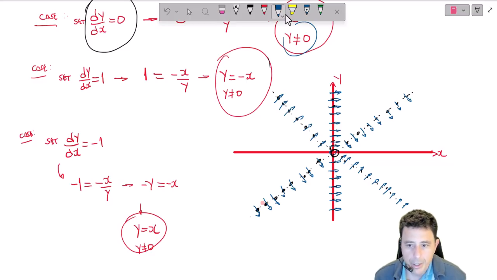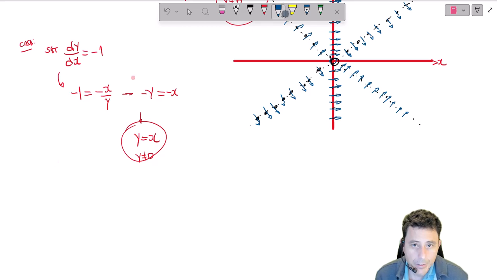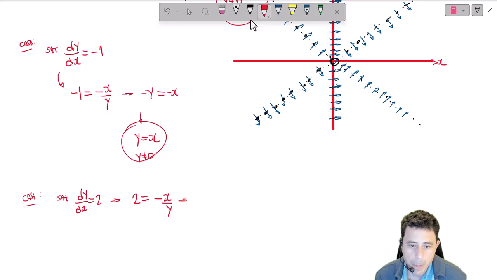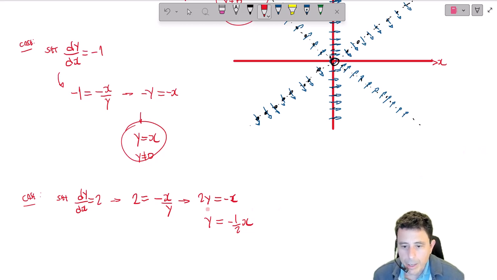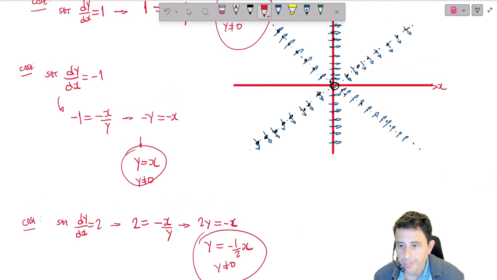Let's say, for example, what if I set the derivative equal to 2? What happens? Here's another case. Set the derivative equal to 2. Well, this means that 2 is equal to negative x over y, and this will give me 2y equals negative x. That means y is negative 1/2 x. All right, again, y is different than 0. What do we do with this information?